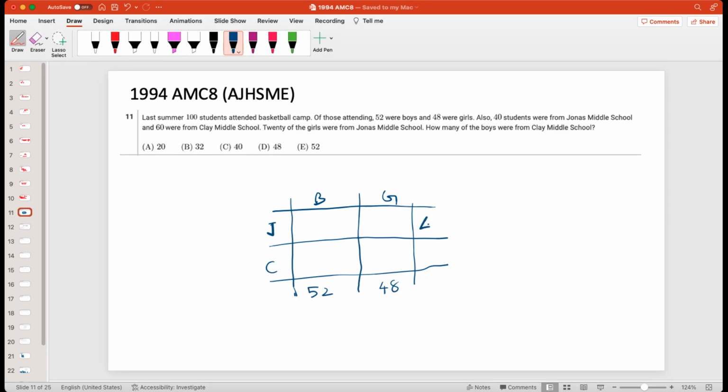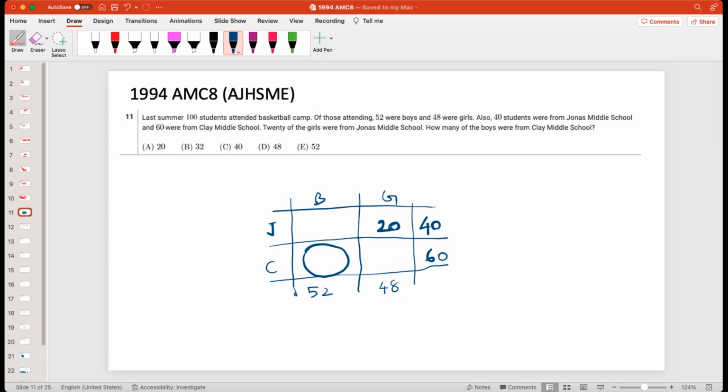40 students were from Jonas Middle School. So Jonas had 40, and 60 were from Clay Middle School. So 60 from Clay. 20 of the girls were from Jonas Middle School. So 20 here, 20 girls from Jonas. How many of the boys were from Clay Middle School? So you have to find this. This is what we need to find, right?